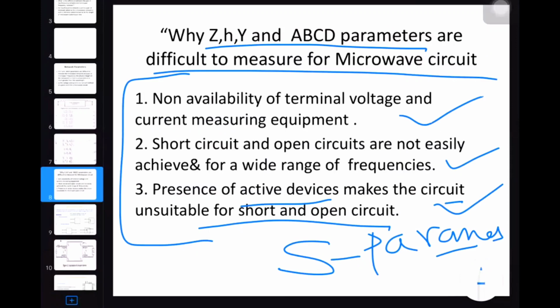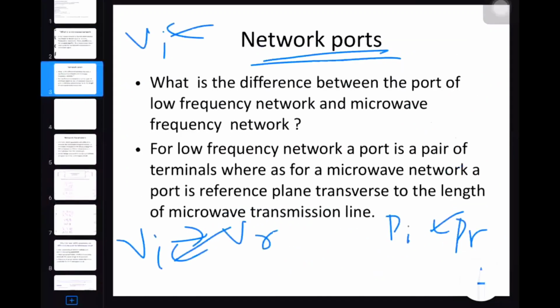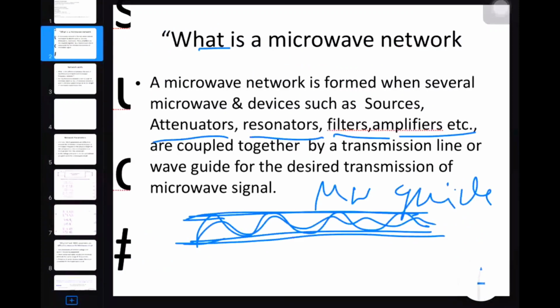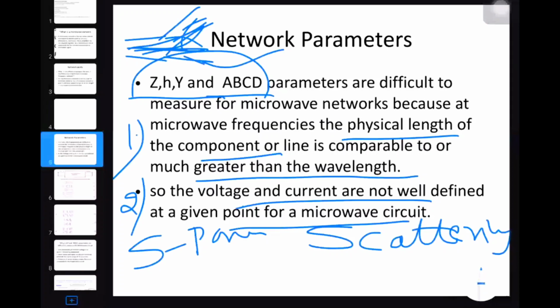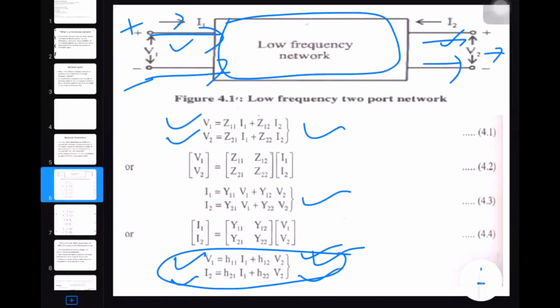So now we have covered these topics. One is what a microwave network is. A microwave network is a network formed when several microwave active and passive devices are connected by means of a transmission line. Secondly, we came to know what a network is and why we call them ports in a network. Next, we also analyzed low frequency circuits and why we can make use of Z, H, Y and ABCD parameters to analyze low frequency circuits by means of these equations.